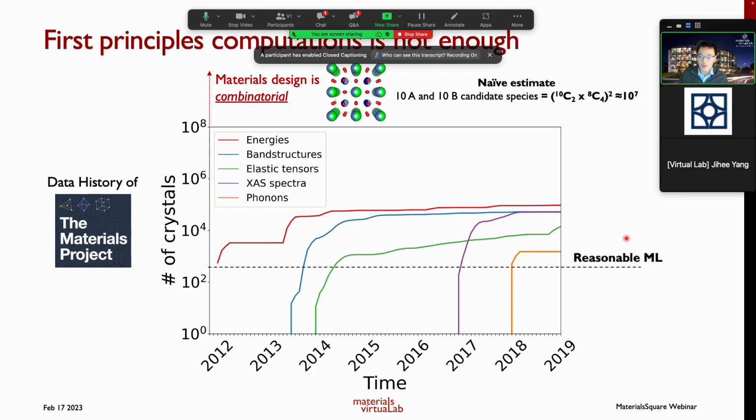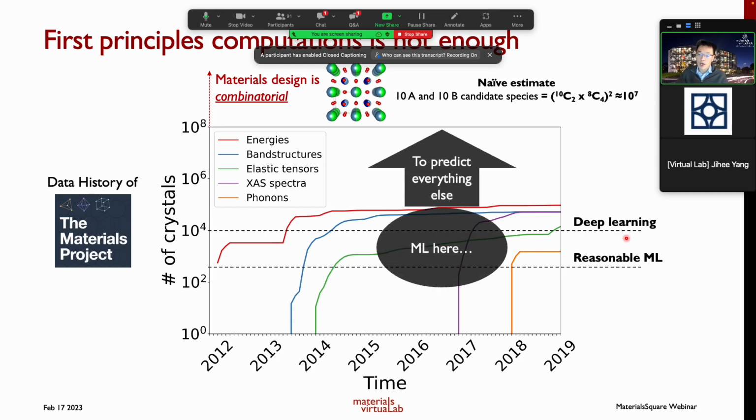So even though we don't have the ability to compute everything, we do have enough data today to start applying machine learning techniques and trying to use the data we already have to learn relationships and predict the properties for every other crystal structure that is potentially out there, okay? And that's basically the general concept, right?